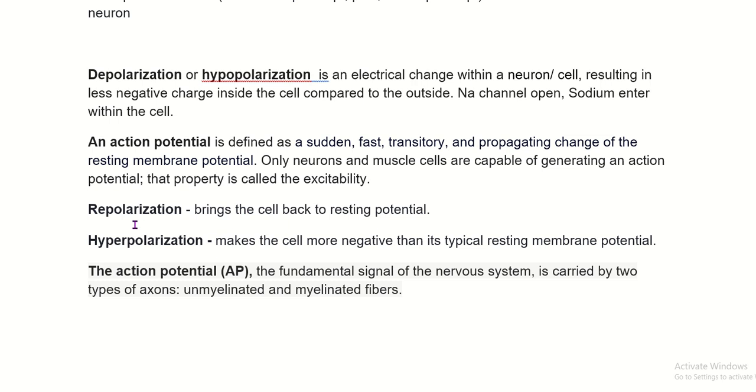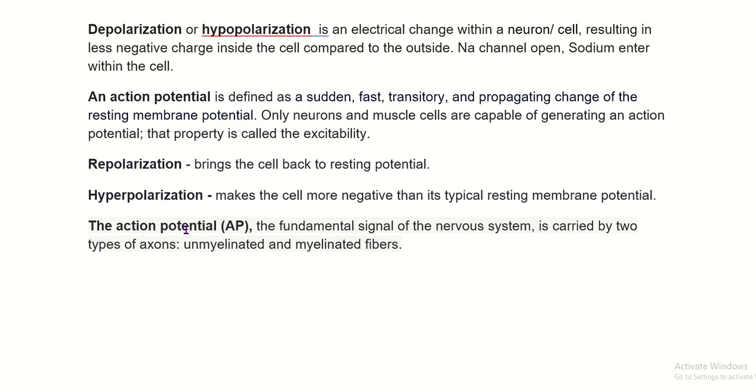Repolarization. After the action potential, so action potential is the whole thing: resting membrane potential, depolarization, repolarization, and hyperpolarization. The whole process is known as the action potential. It's defined as a sudden, fast, transitory, propagating change of resting membrane potential. Only neurons and muscle cells are capable of generating action potential. So repolarization brings the cell back to the resting membrane potential. So repolarization means negativity within the cell is increased.